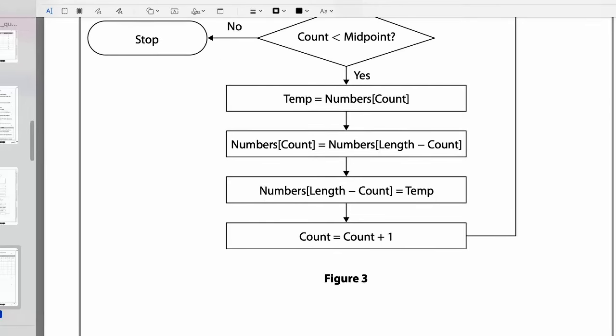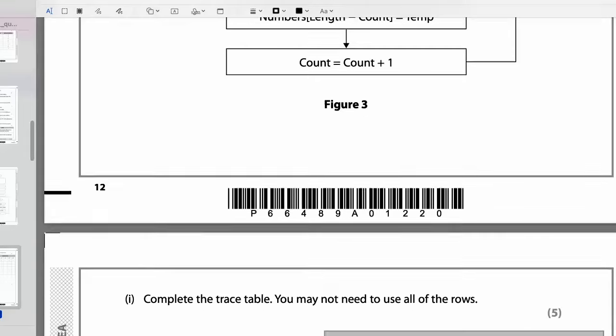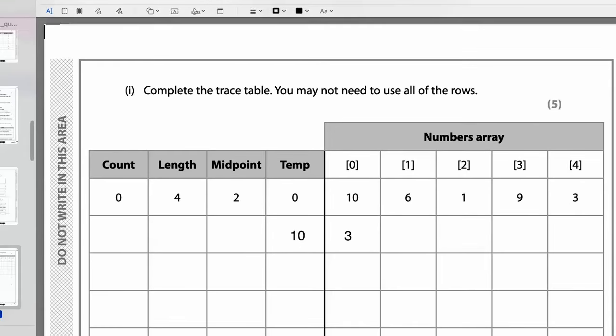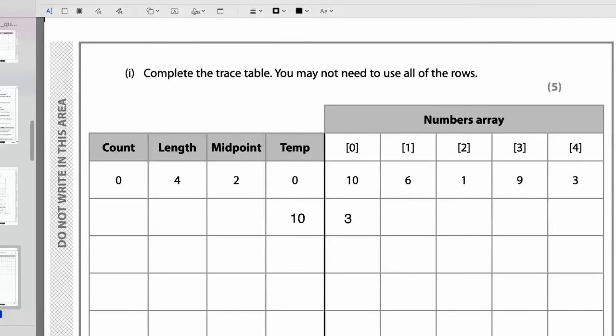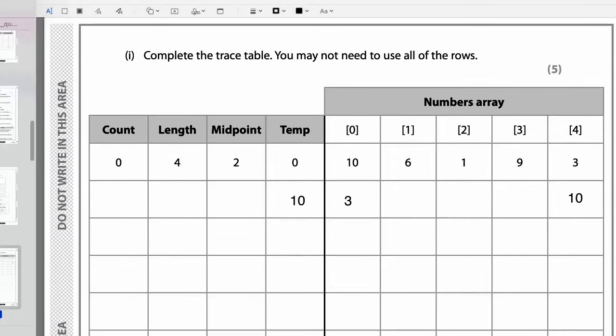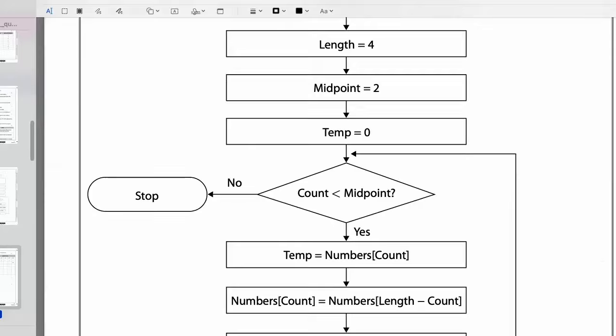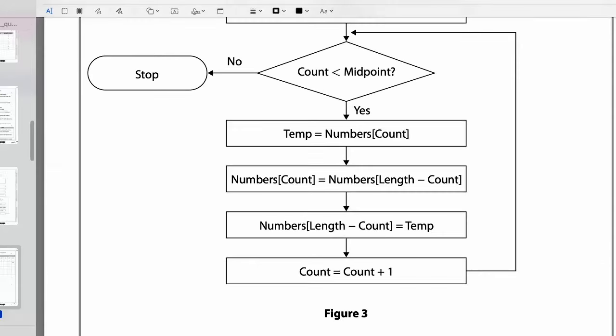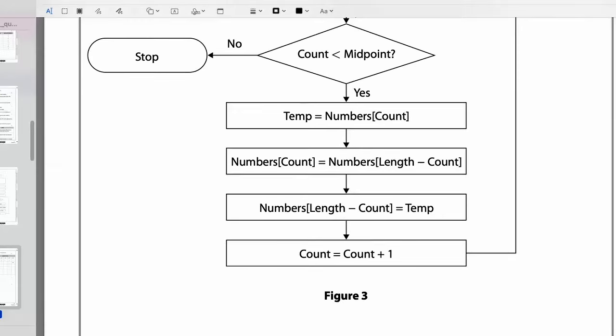Numbers length minus count is equal to temp, okay, so length minus count, so that's this element here, 4, is equal to temp. So element 4 is equal to 10 because in temp is 10 and that's going to be placed there. Count equals count plus 1. So now I add 1 to the count. So now I place 1 in the count. Now I'm going to loop again because count is less than midpoint. Midpoint is 2. So yes, that's still true.